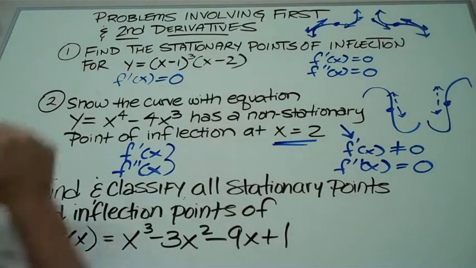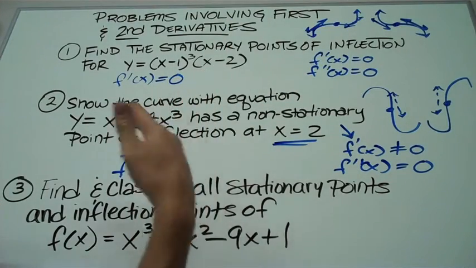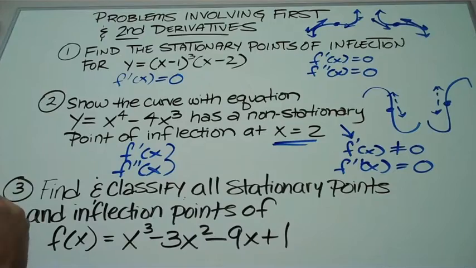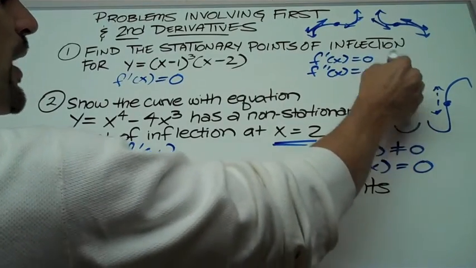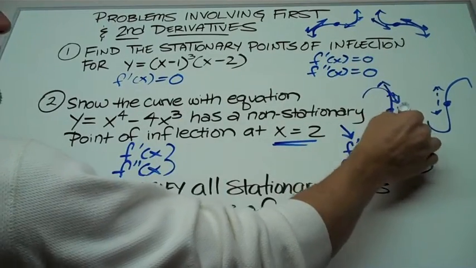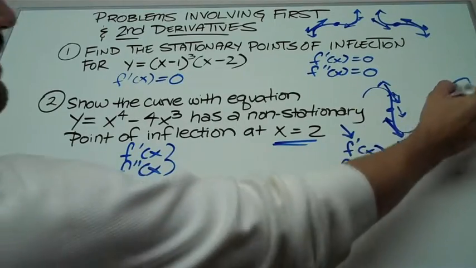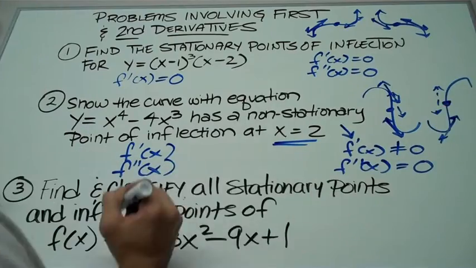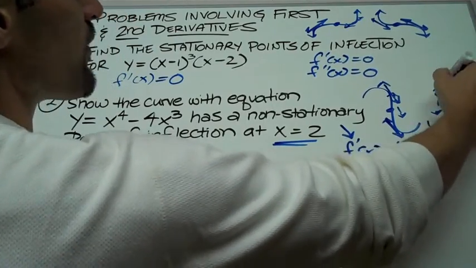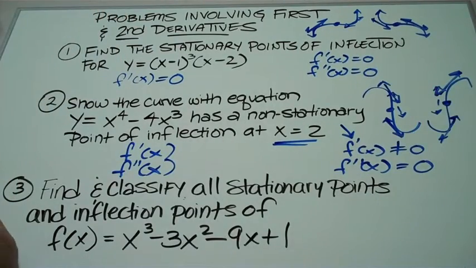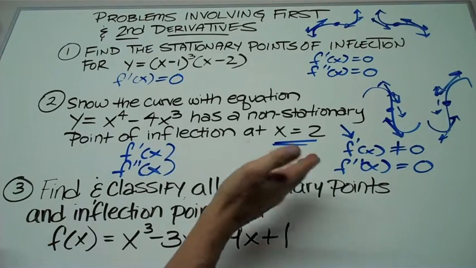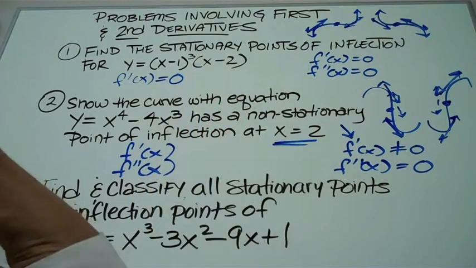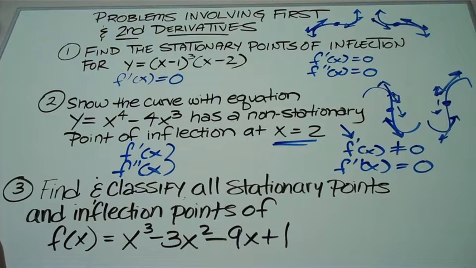Again, same with this problem. We can look a little to the left and a little to the right, looking at the first derivative, and see a little to the left, my first derivative is negative. A little to the right, my first derivative is negative. If we're talking about this point in question, a little to the left, my first derivative is positive. A little to the right, my first derivative is again positive. That's a great test in the first derivative for a non-stationary or a stationary point of inflection.